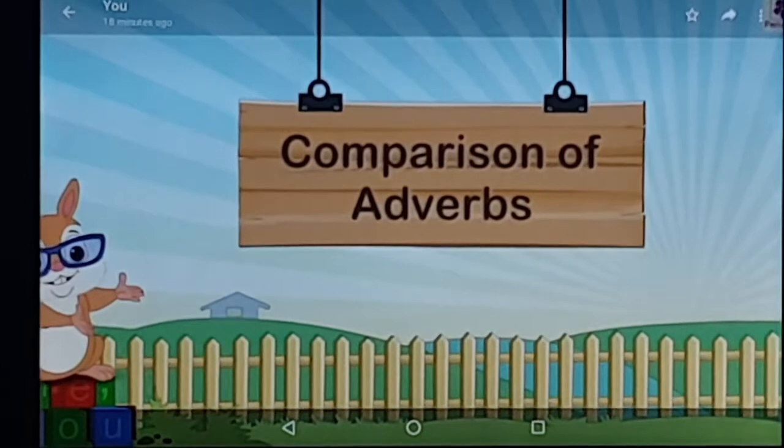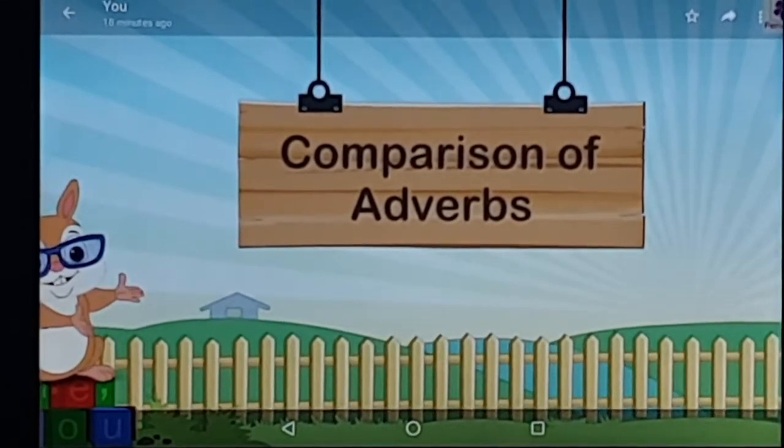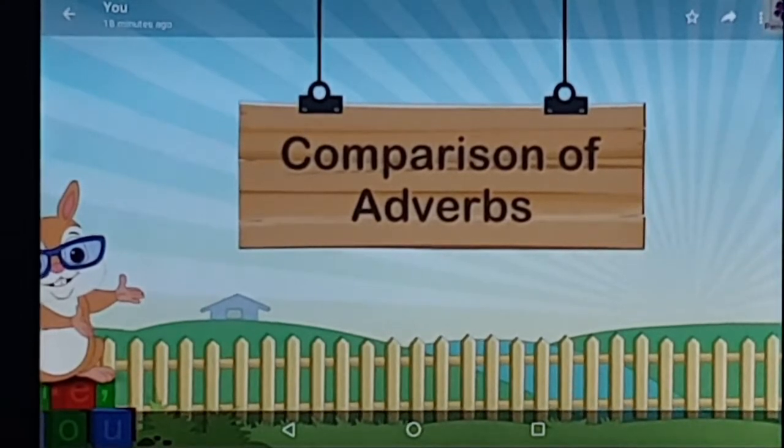Adjectives describe a noun. They tell us about the quality of a noun. So there we compare the qualities of different nouns or pronouns. And here in adverbs, we compare the actions of different nouns.